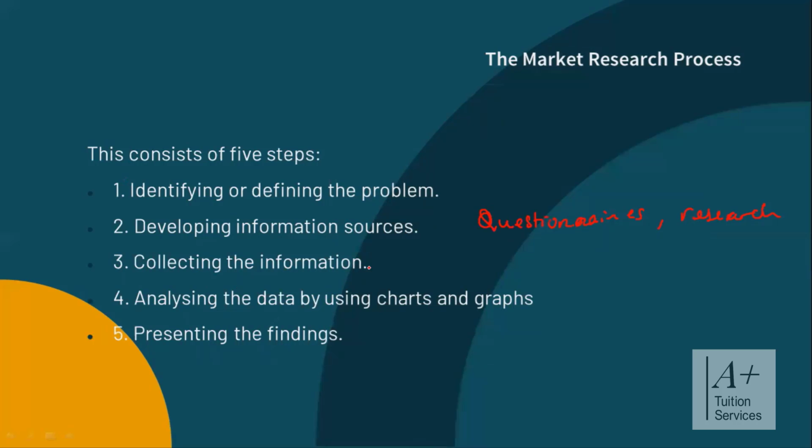Then we need to collect the information, and we use these tools to do so. We analyze the data by using charts and graphs, and we present our findings to come up with a logical solution to this problem. So this is the 5-step market research process: identifying the problem, developing information sources, collecting the information, analyzing the data, and presenting the findings. This is similar to a project, but these are 5 basic steps that you need to know for your exam.